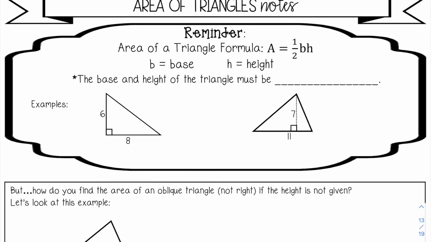Welcome to this lesson on area of triangles. Remember, the area of a triangle is area equals 1/2 b times h, base times height. And the base and the height of the triangle for this formula must be perpendicular.